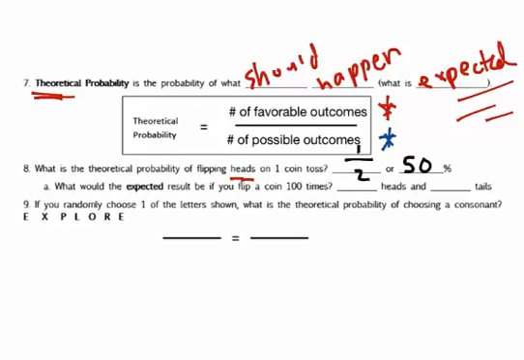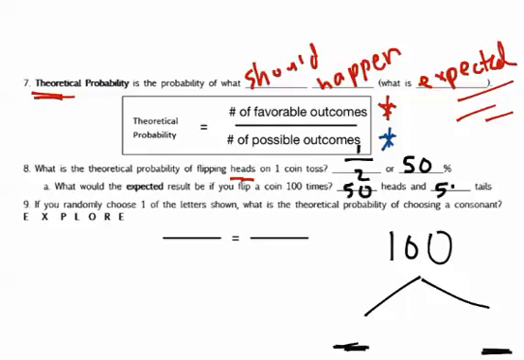Now we see that word expected. What would the expected result be if you flip a coin 100 times? If it's 50-50, how many times would it land on a head, and how many times would it land on a tail? It's going to land 50 times on heads and 50 times on tails. Now, that's actually not accurate. Well, it could be accurate, but it probably won't be. You would probably get something around mid-40s and maybe mid-60s or so, but if we were being asked what would be the expected result, we would say 50-50.